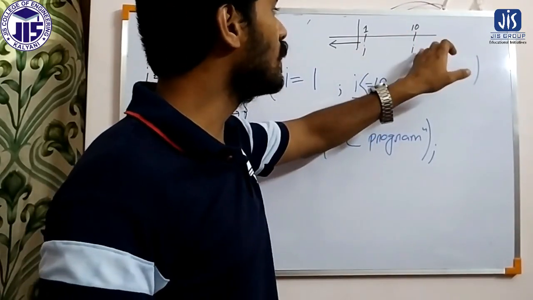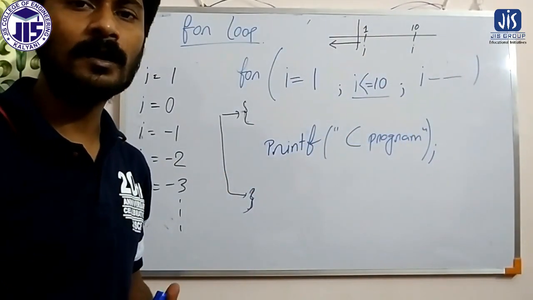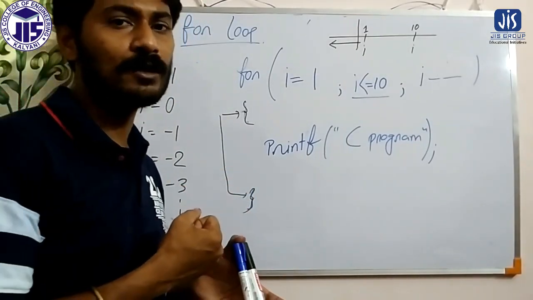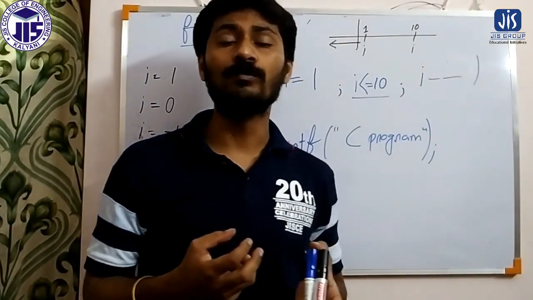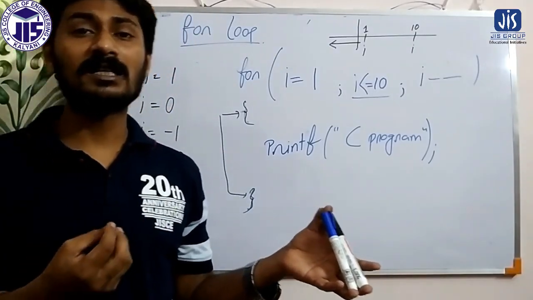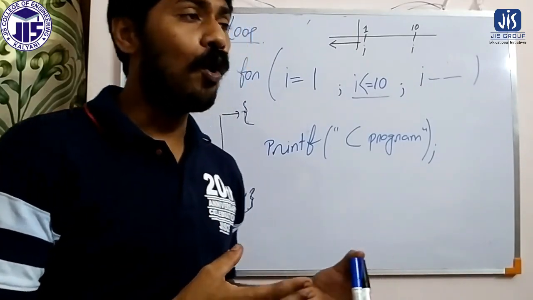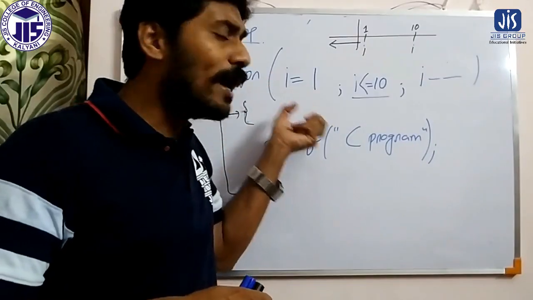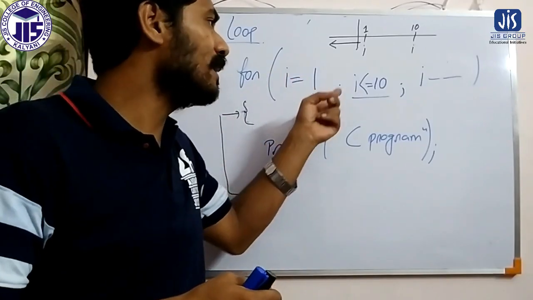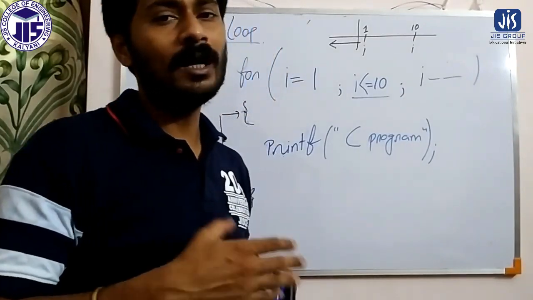This condition will never be false. It will always remain true. That is called an infinite loop. This kind of loop is called an infinite loop, where the execution of the loop will never terminate depending on a condition, where the condition will never be false. In other words, for any value of I in this example, the condition will always remain true. This type of situation leads to an infinite loop.